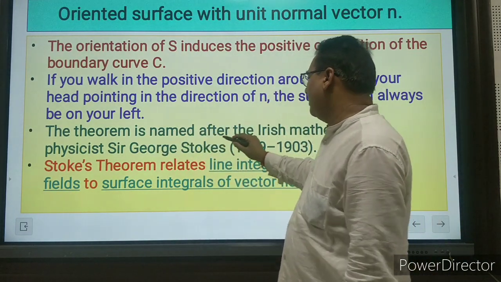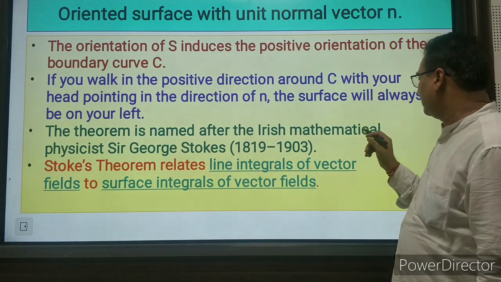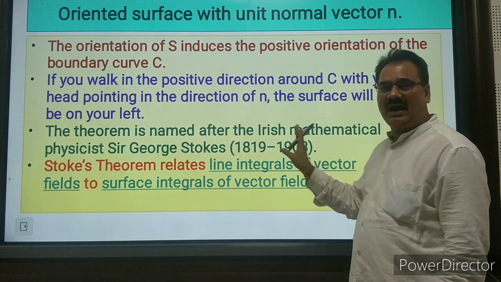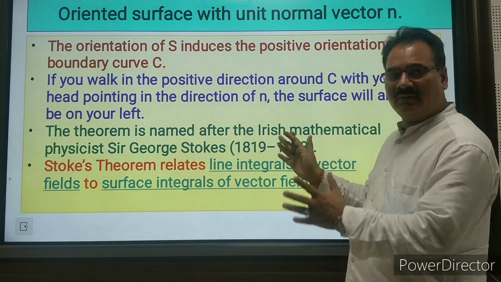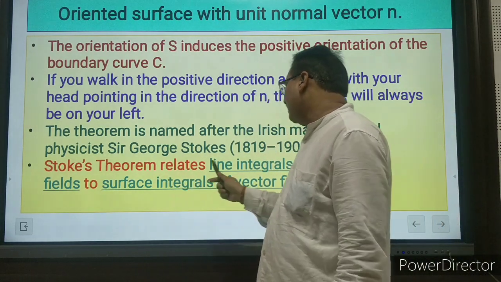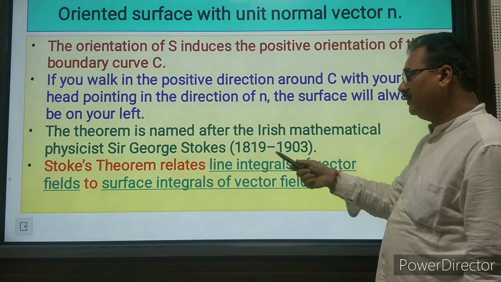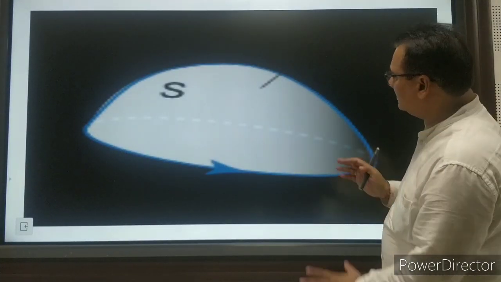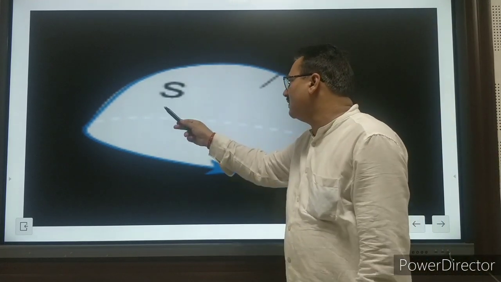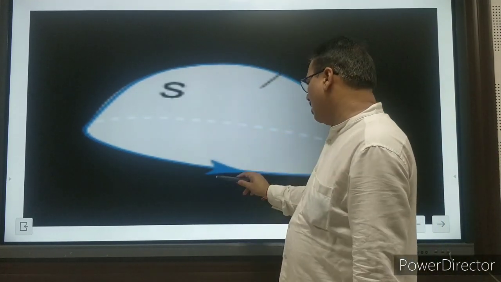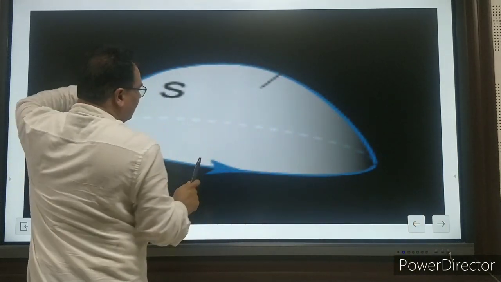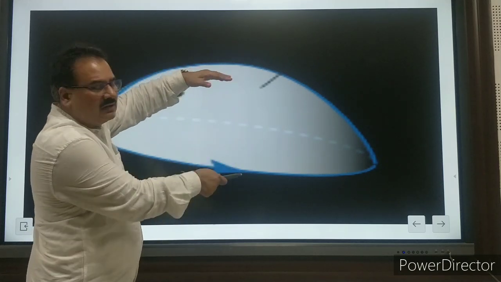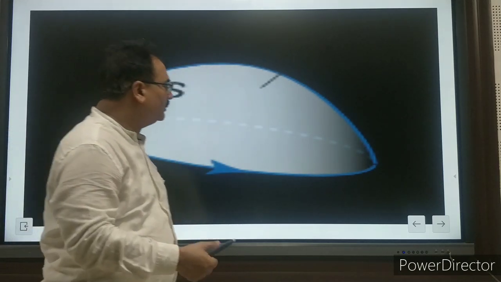The theorem is named after an Irish mathematician and mathematical physicist, Sir George Stokes. Because of his name, we call it Stokes theorem. Stokes theorem relates the line integral of a vector field to the surface integral of a vector field. Although this figure is not very clear, you can look at this region and the surface. If you are moving in this direction, then the surface will always be at the left.